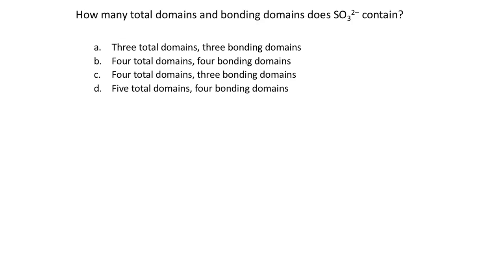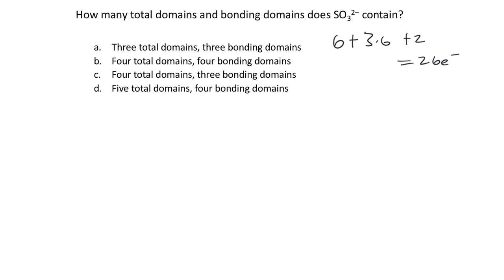How many total domains and bonding domains does the sulfite ion have, SO3 2-? So when we're working out this structure here, we need to take into account the 6 valence electrons for sulfur, the 3 times 6 for oxygen, the 2 for the negative charge. That gives us a total of 26 valence electrons to distribute within the Lewis structure.